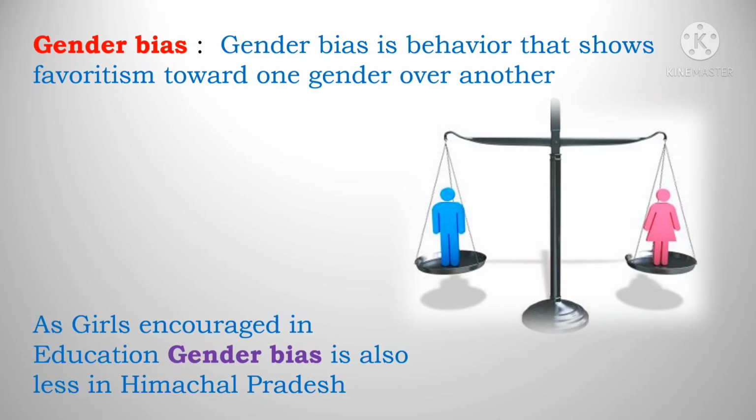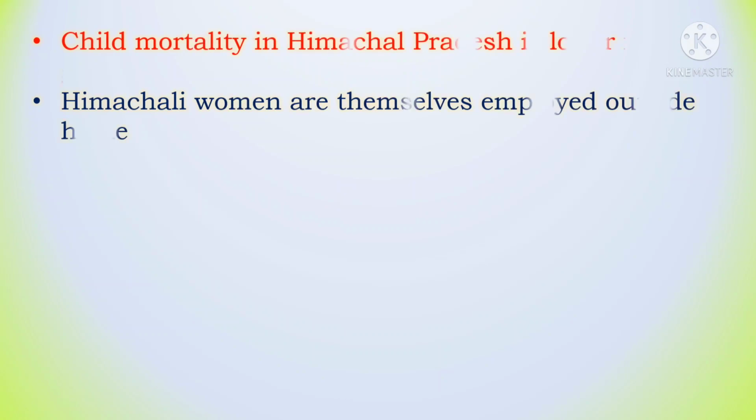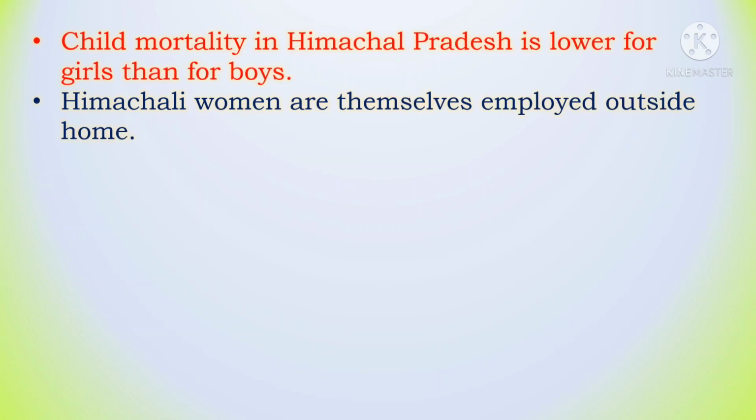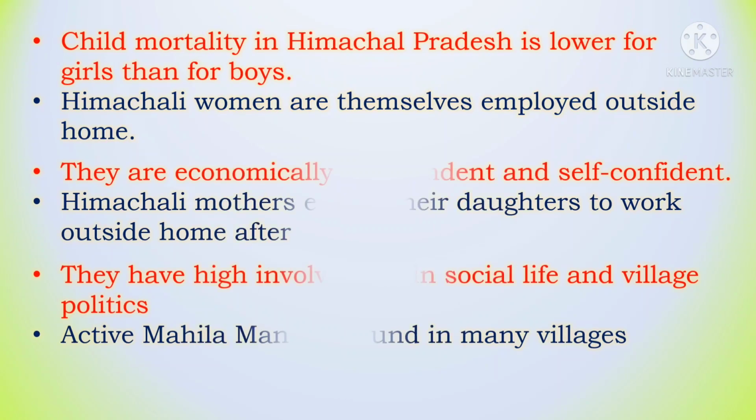Gender bias. Gender bias is behavior that shows favoritism towards one gender over another. As girls are encouraged in education, gender bias is also less in Himachal Pradesh. Child mortality in Himachal Pradesh is lower for girls than for boys.